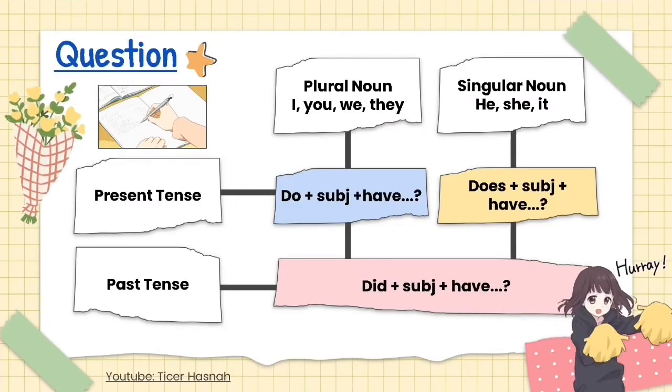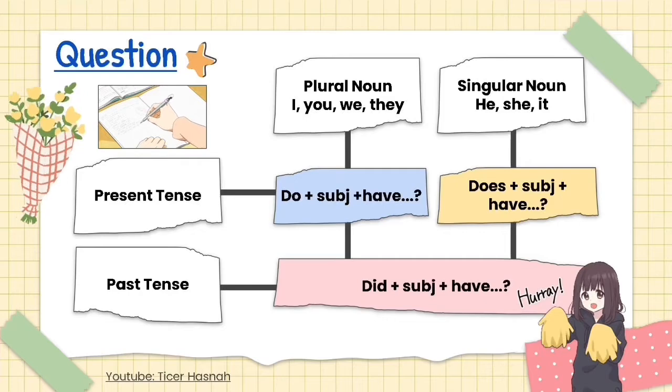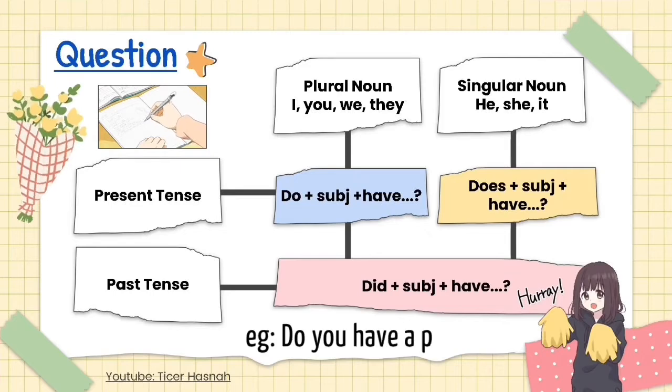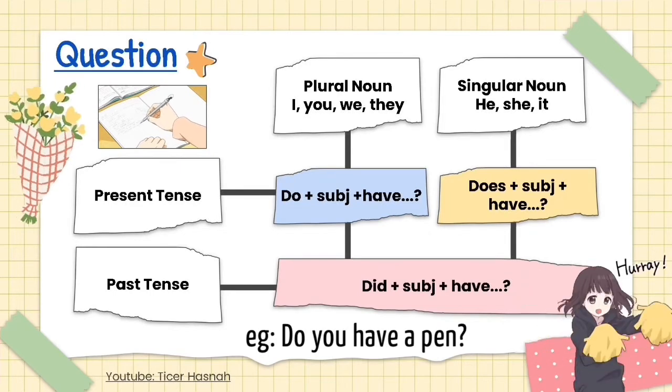Now let's look at the correct question structure. The structure will depend on the subject and the sentence tense. So, if the subject is a plural noun, I, you, we, they, and is in the present tense, we use the structure do plus the subject plus have. For example, do you have a pen?